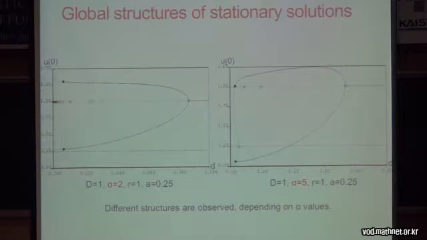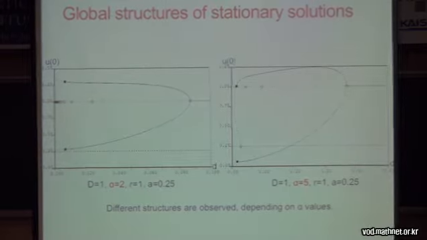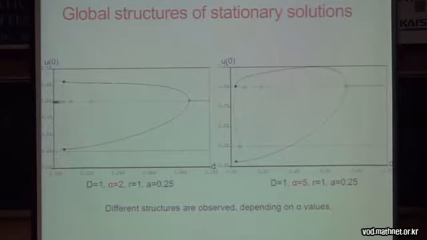The horizontal axis is the bifurcation parameter d. The vertical axis is the value of the solution u(x) at x equal to 0, that is, the boundary value of the solution u. This is for alpha equal to 5. As you know, a completely different type of global structure of stationary solutions is obtained.